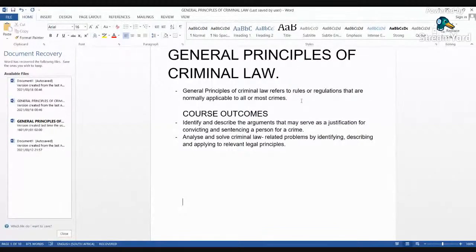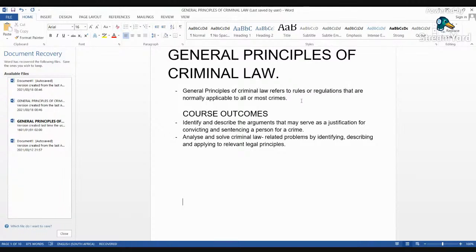So before we get into the module, let us just quickly look at what General Principles of Criminal Law means. From the study guide, you get this definition. General principles of criminal law refers to rules or regulations that are normally applicable to all or most crimes. So what this means is that you'll find that there are rules that apply to most crimes or to all crimes, rules such that there must have been intention, there must have been negligence, and other rules like that. That is what we mean when we talk about general principles.